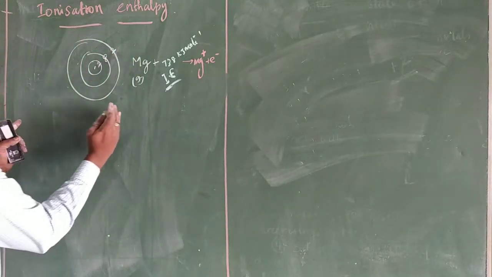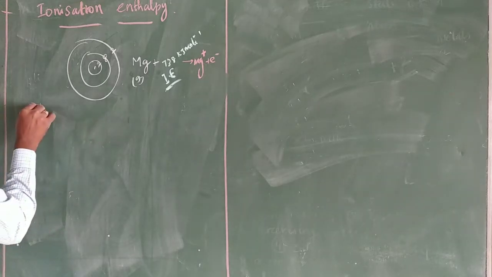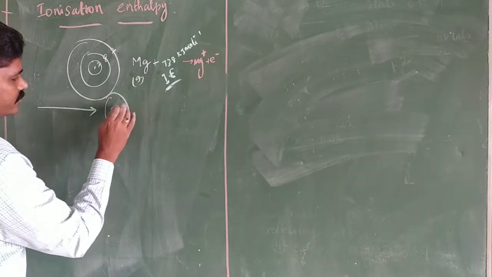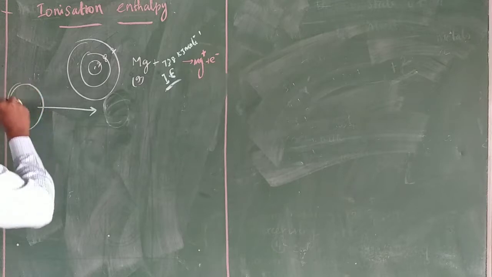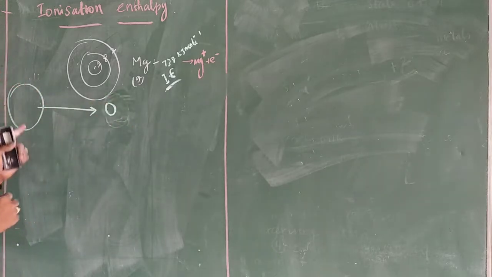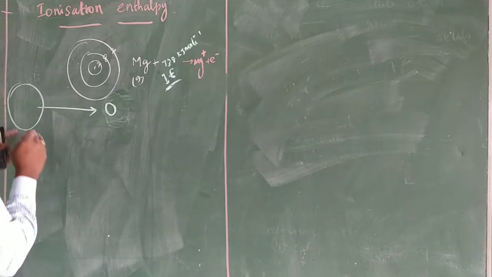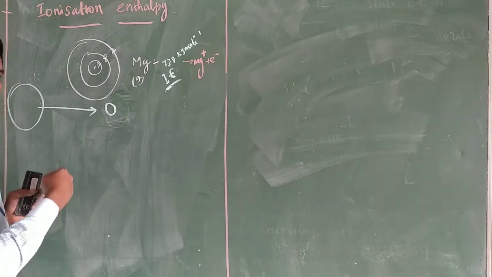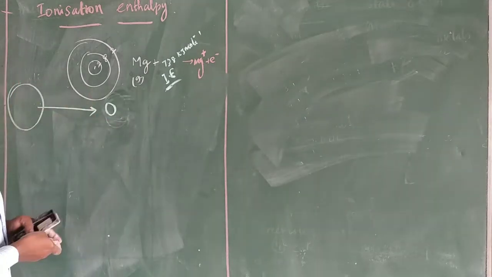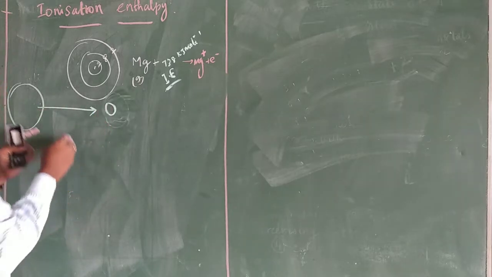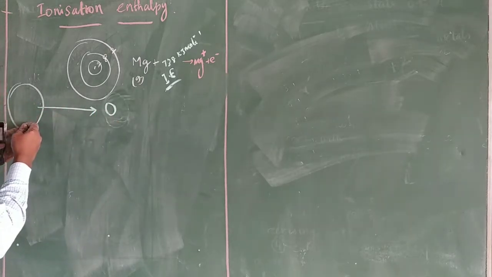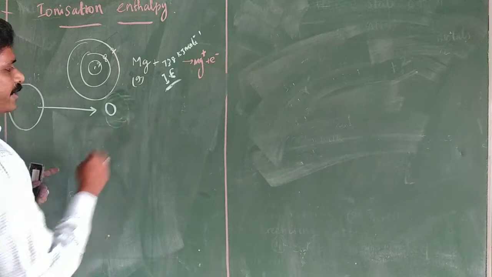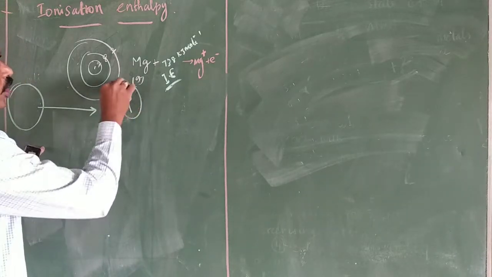Ionization enthalpy in the periodic table: from left to right in a period, the size decreases. The effective nuclear charge increases, so the force of attraction between the nucleus and the electron is more. The size decreases, so the ionization energy or ionization enthalpy increases from left to right.